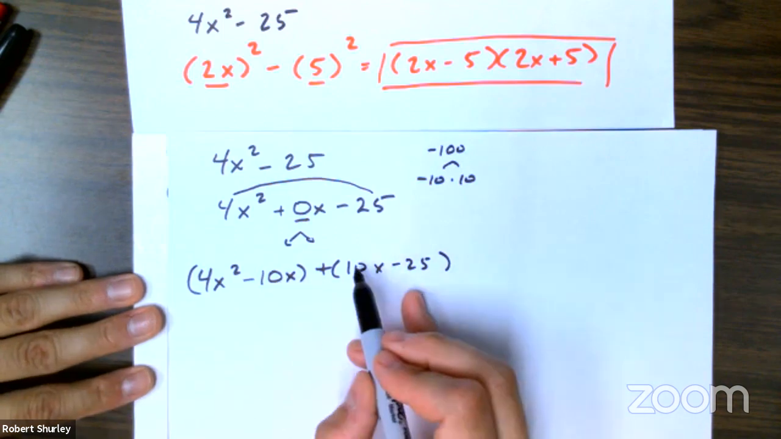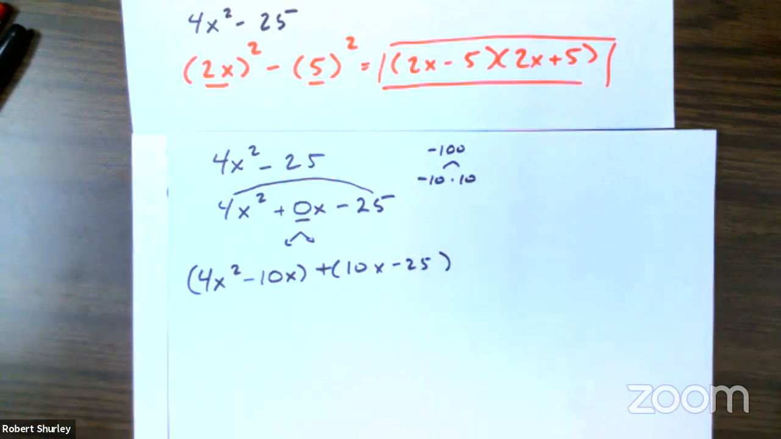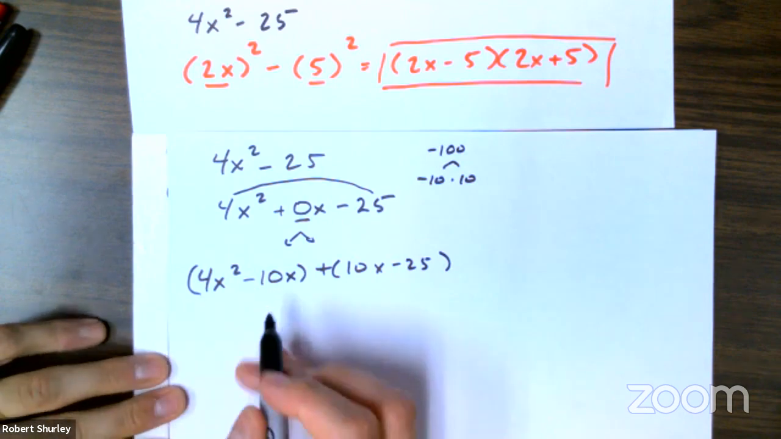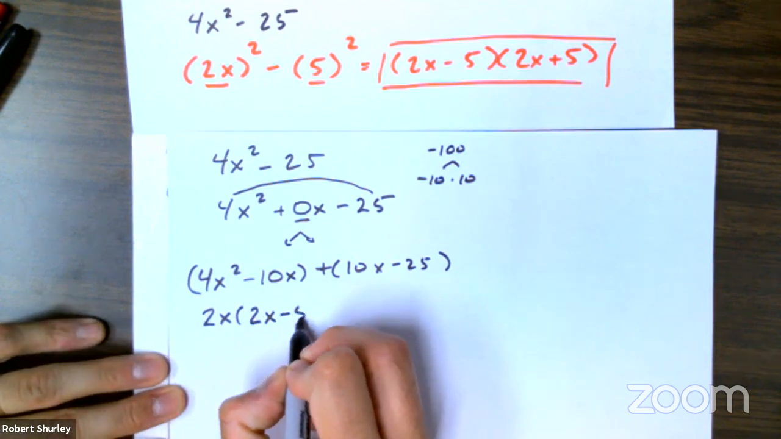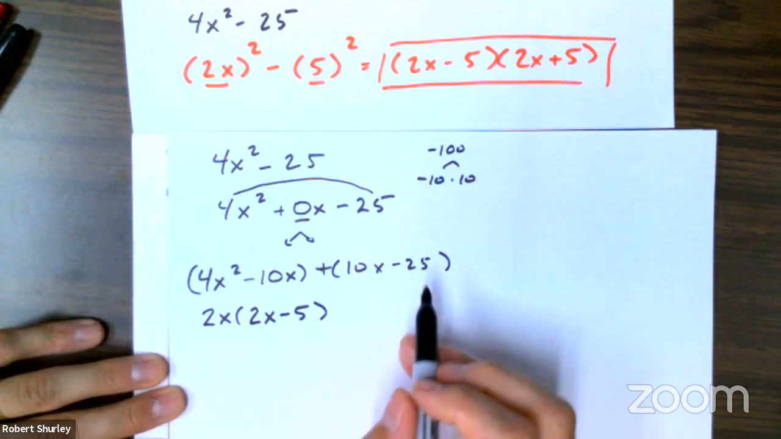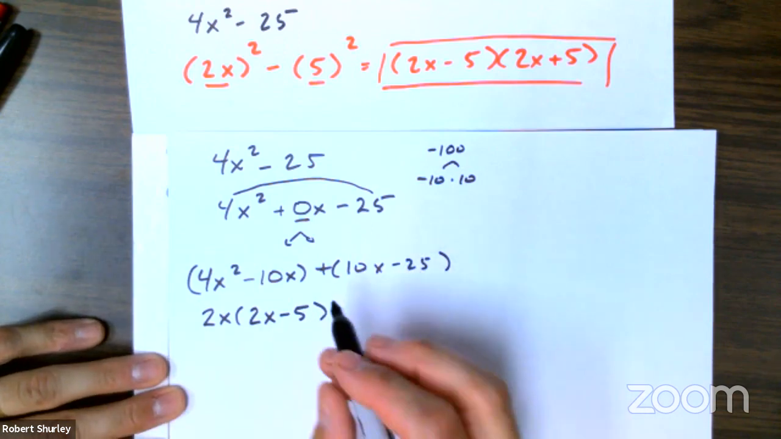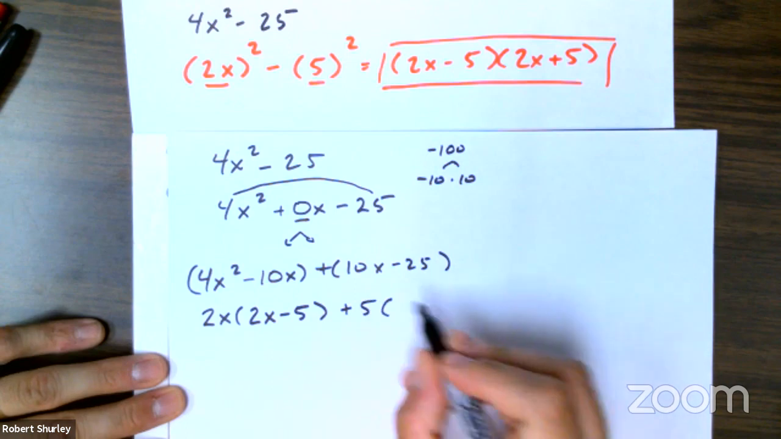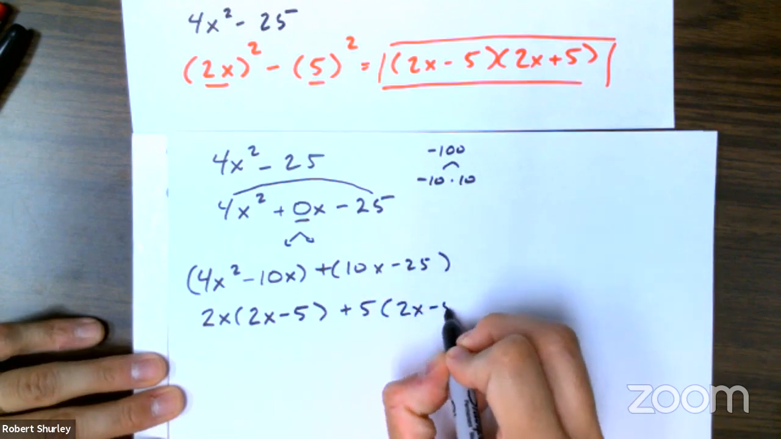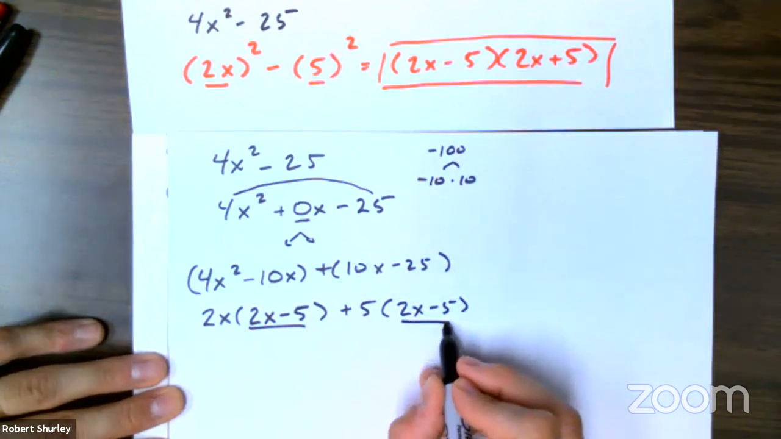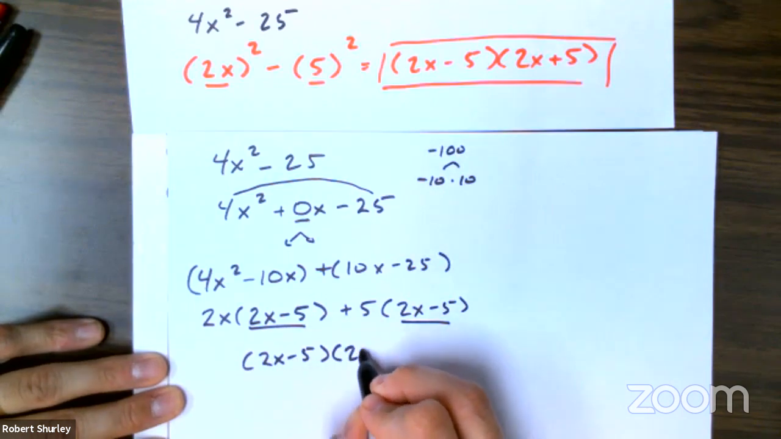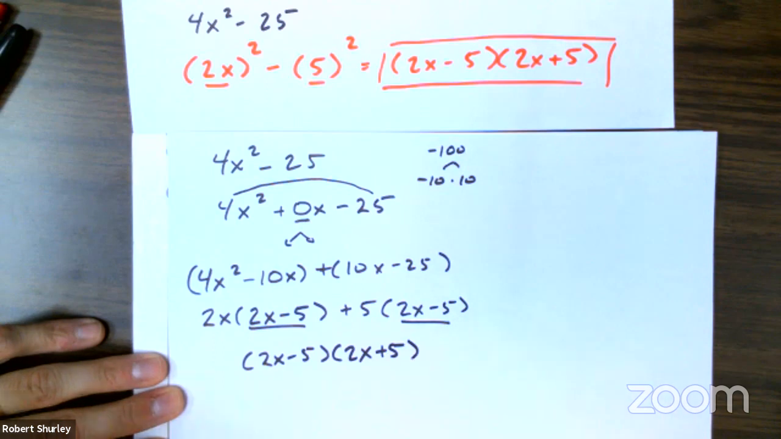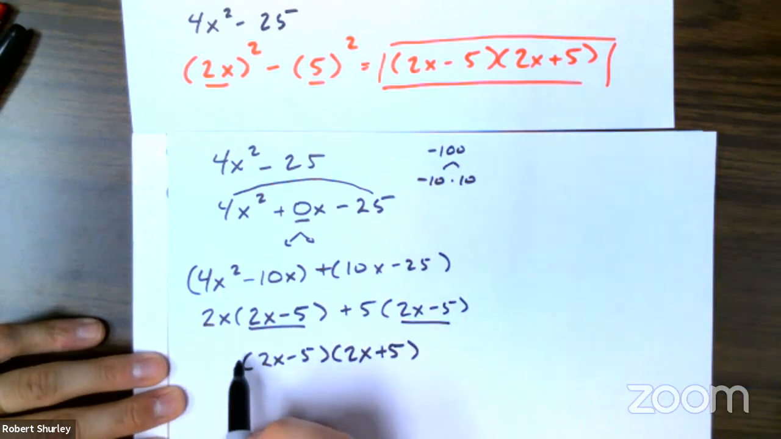Now notice these two add up to 0, so we haven't violated any rules. I can factor a 2x out of the first term, and I'm left with 2x minus 5. I can factor a 5 out of the second parentheses. I'm left with 2x minus 5. These match. So I've got 2x minus 5 times 2x plus 5. Hey, that's the same thing as we got up here.